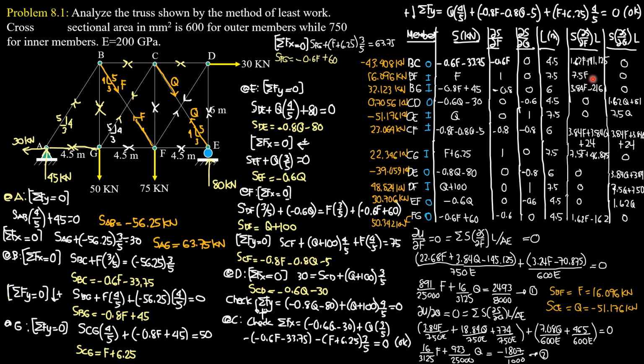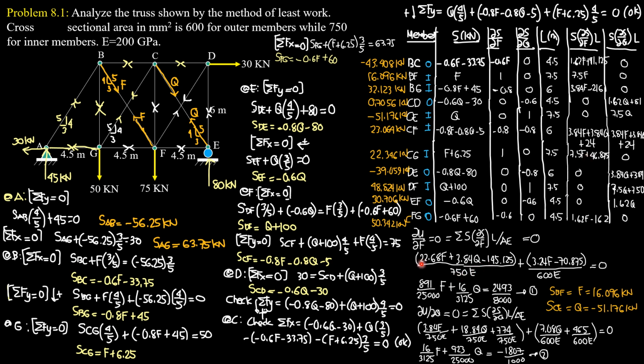So we have 7.5F plus 3.84F plus 3.84F plus 7.5F, then no more.